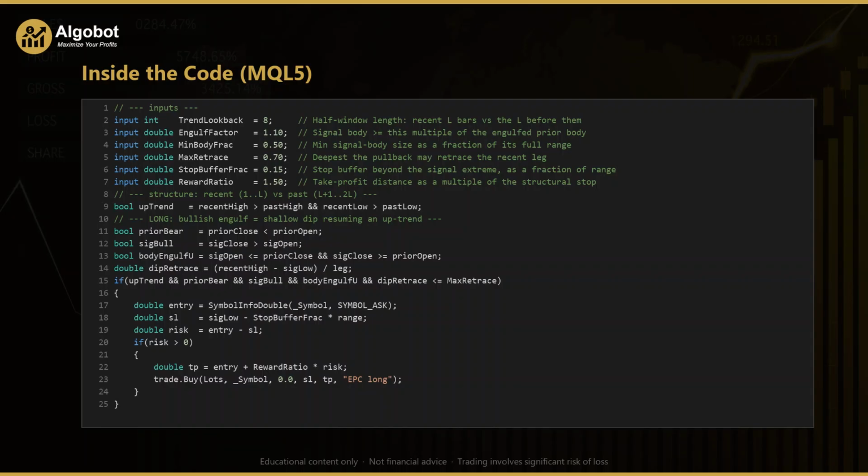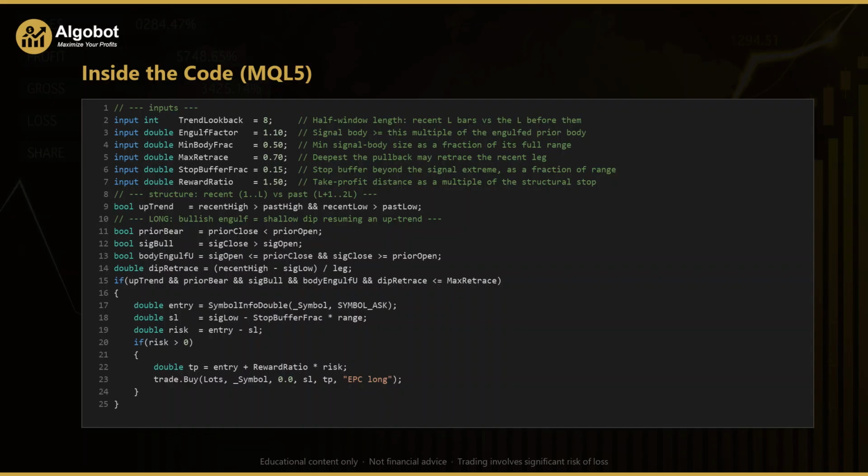StopBufferFrac adds a cushion beyond the signal extreme for the stop, and reward ratio sets the take-profit distance as a multiple of that risk. Now the signal logic. The variable uptrend is true only when the recent high is above the past high and the recent low is above the past low, confirming structure.